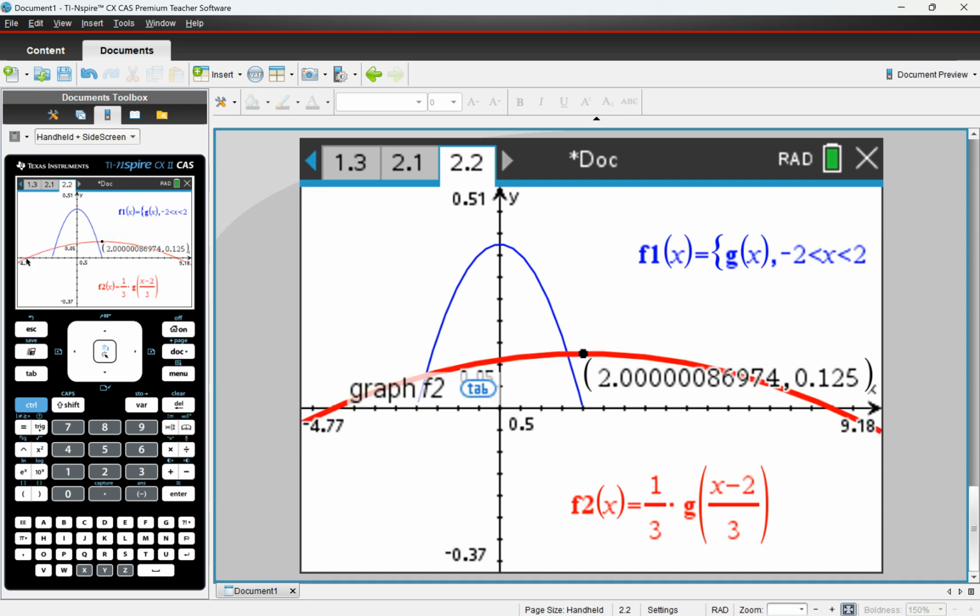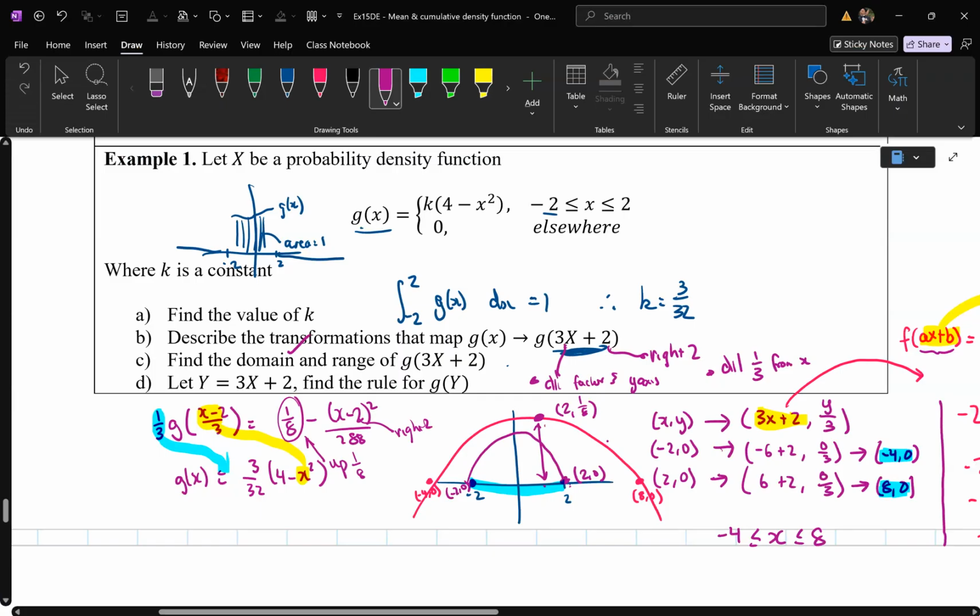So we found the domain was meant to be -4 to 8. And then, oh yeah, that was the domain. Forgot about that. -4 to 8. And then the maximum is 0 to 1/8 over there. Okay. So answering that question, find the domain and range. It's pretty straightforward once you know how to find the function.